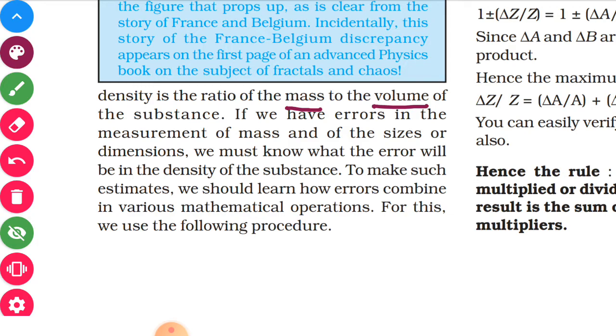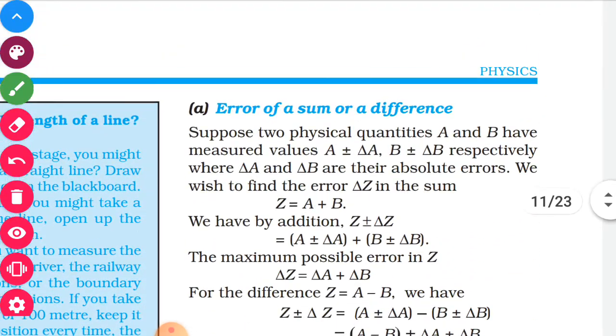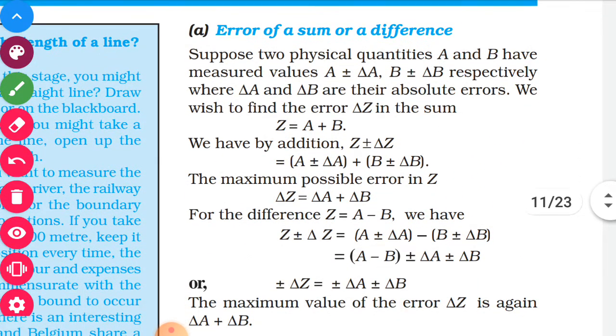Now there may be an error in the measurement of mass. When you are measuring the volume of, say, a cube or a cuboid, you take length, breadth and height and measure them. Now when you are taking the ratio of mass upon volume, then their errors are also combined. Now how to combine these errors is discussed here in the new topic, error of a sum or a difference.